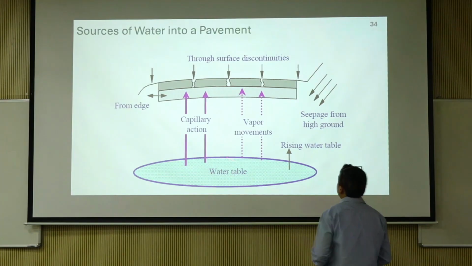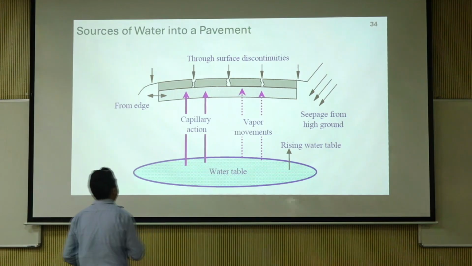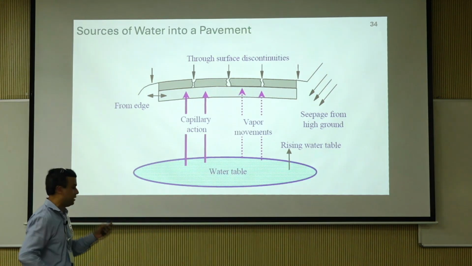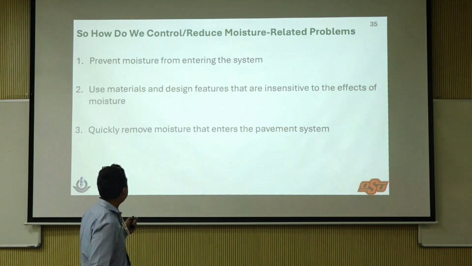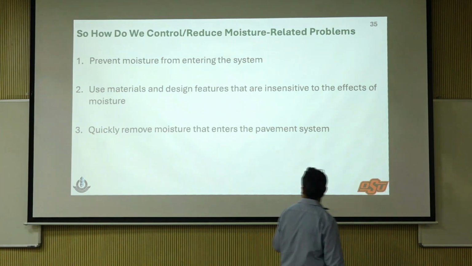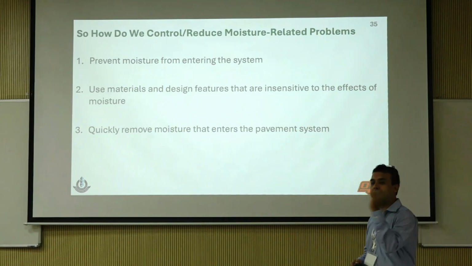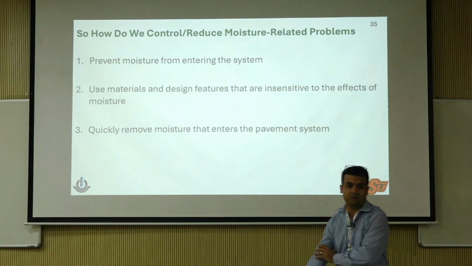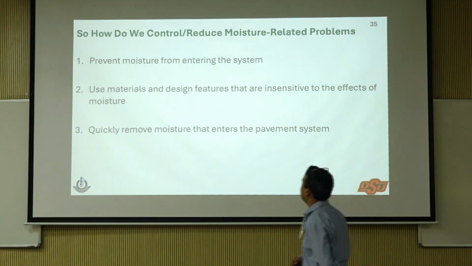That's the thing. Sources of water: seepage from high ground, vapor movements, capillary action, rising water table. These are all things that you will have to be careful about as engineers. How do we control, reduce, prevent moisture, use material design features that are insensitive to moisture, and quickly remove moisture that enters the pavement system? So all of these things are again part of transportation geotechniques, right? You have to design drainage, you have to worry about freeze thaw, you have to worry about frost heaves and stuff like that.